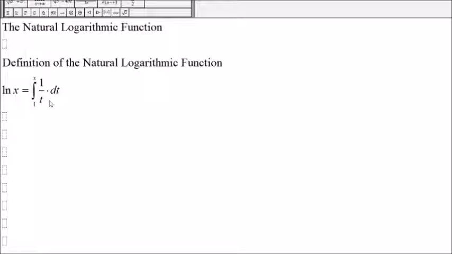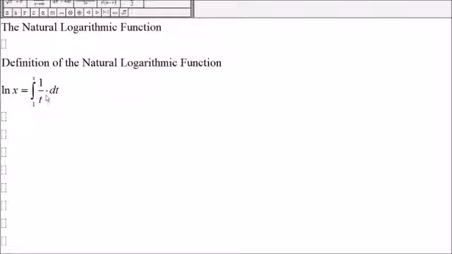Here we have the definition of the natural log function. The natural log of x is defined as the integral from 1 to x of 1 over t. And so this is a function that depends on x. It's not a fixed number, not just a value, but it changes depending on x. The natural log of x is defined as the area from 1 to x of the function 1 over t.